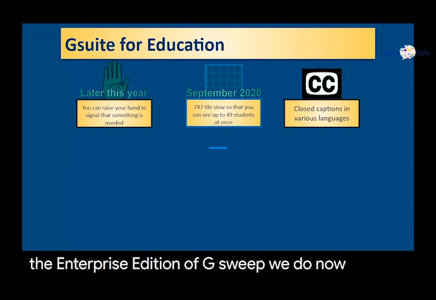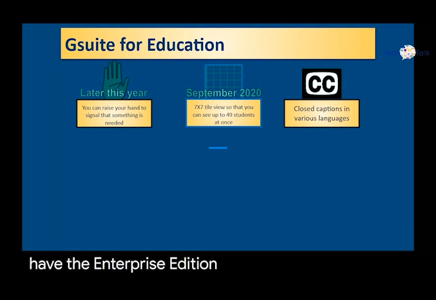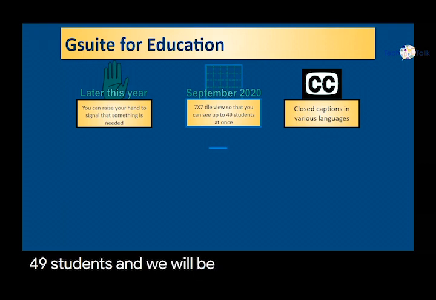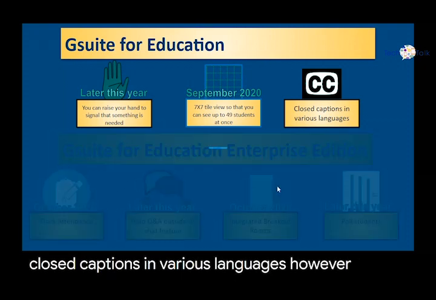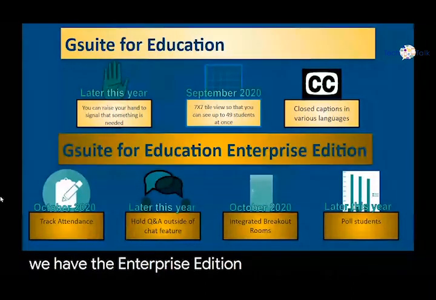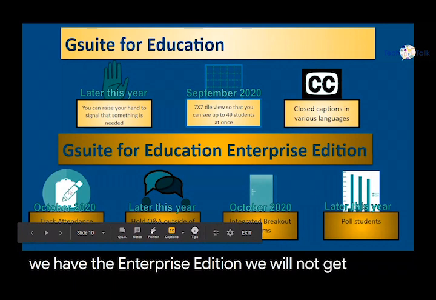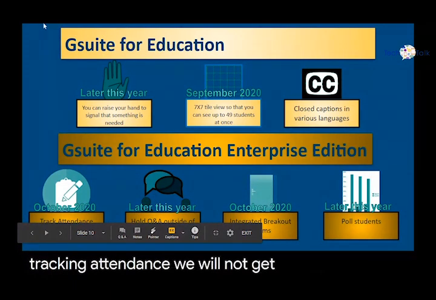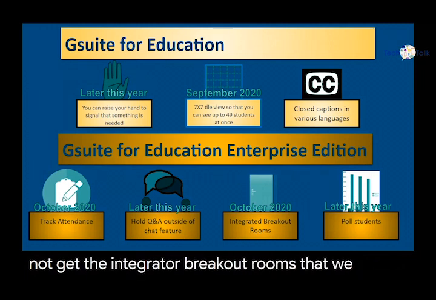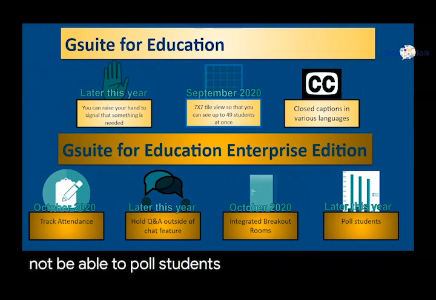We do not currently have the Enterprise Edition. So we will get the hand raising. We will get the 7x7 tile view that allows you to see 49 students, and we will get the closed captions in various languages. However, unless we have the Enterprise Edition, we will not get the tracking attendance, we will not get the Q&A, we will not get the integrated breakout rooms, and we will not be able to poll students.